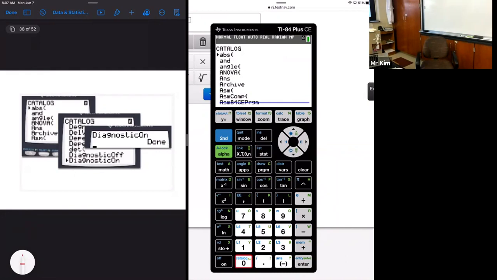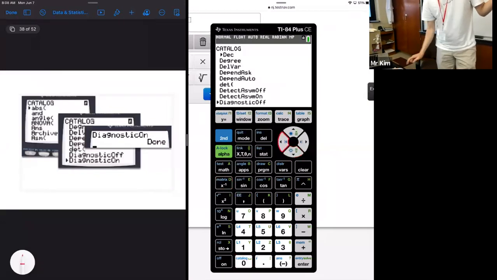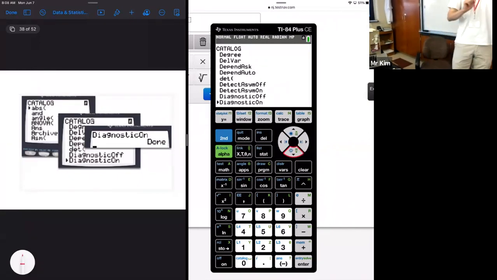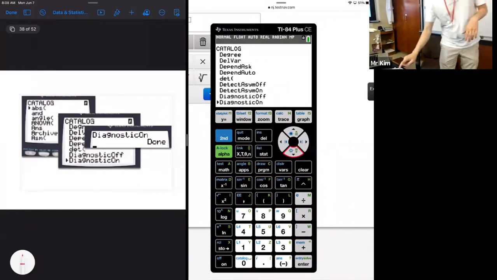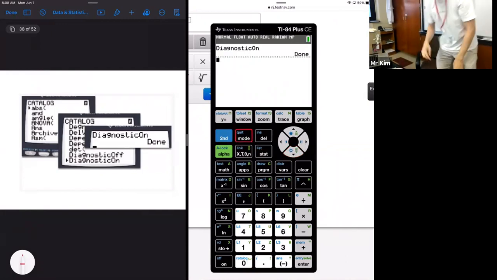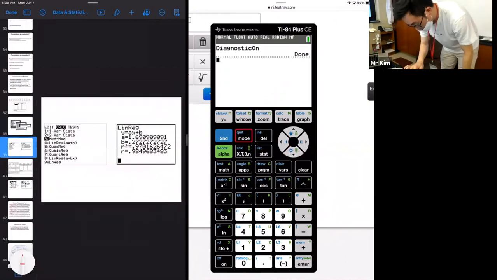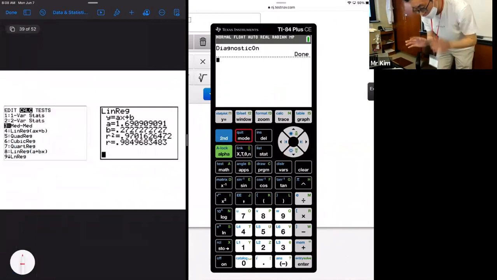Oh, yeah. And then you keep on scrolling down until you're able to find the diagnostic test on. Press enter one more time. Okay? All right, so we have to be able to see this before we do any sort of test right now.